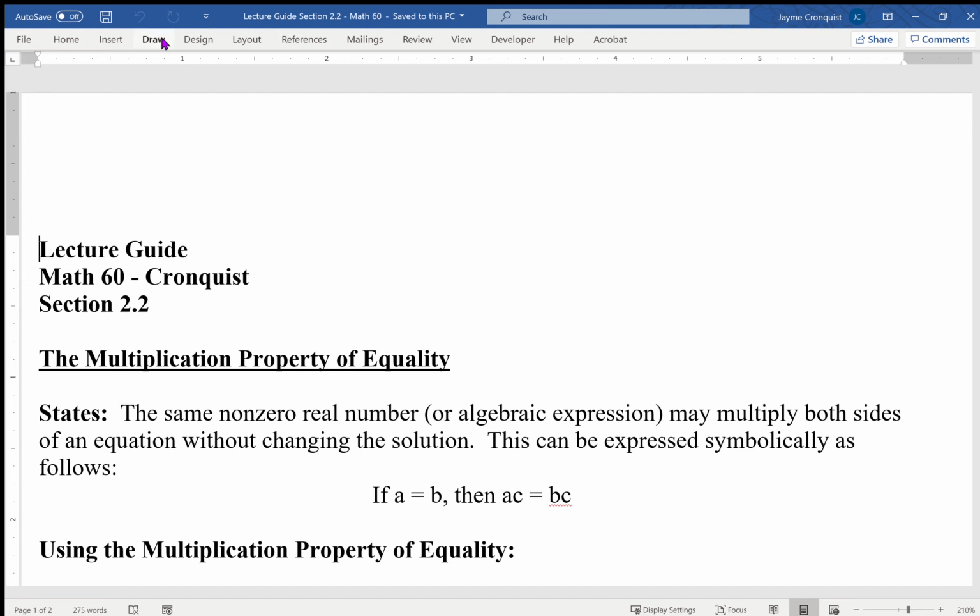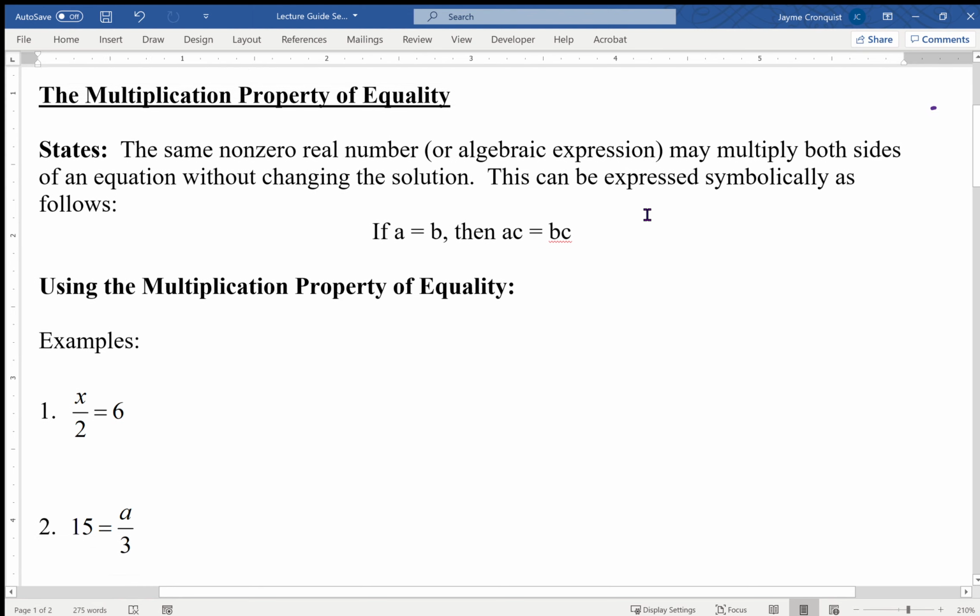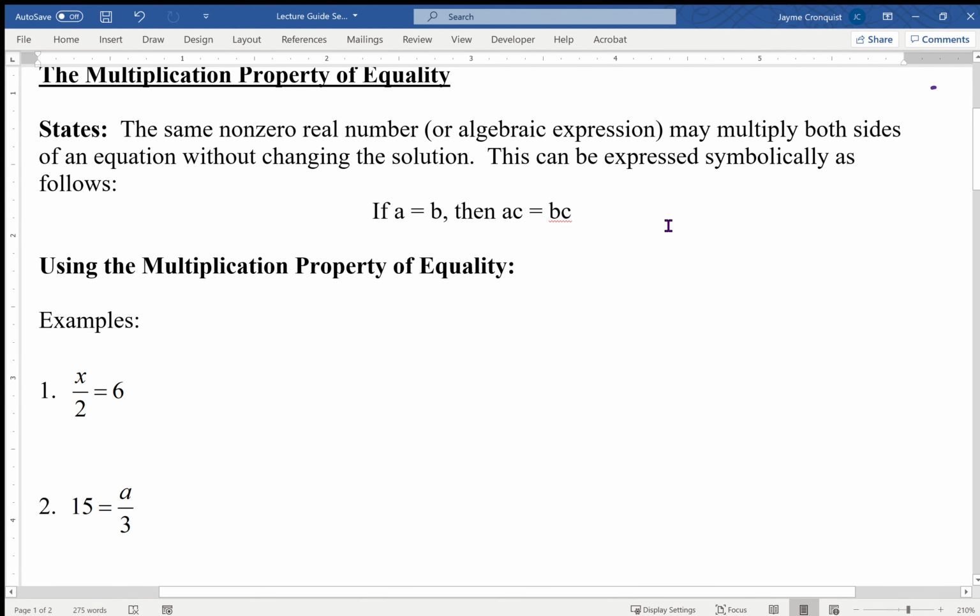Morning. We are doing section 2.2, the second lecture of chapter 2. This is the multiplication property of equality. Now, just like we could add or subtract, adding a negative number, to both sides of an equation to move things around, I can do that with multiplication as well. So if two things are equal, as long as I multiply the exact same number to both sides, I do not change the equality of the equation.